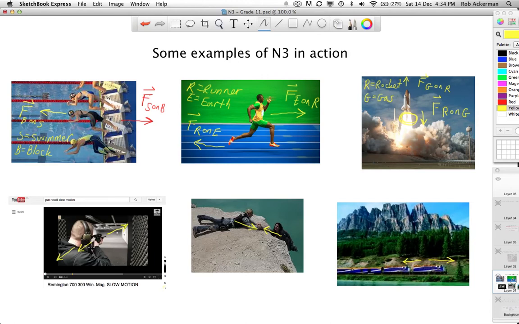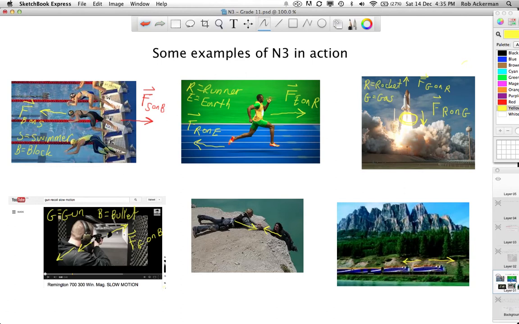Okay, back to the shooter here. Now here we have to define which object we're going to pay attention to. So what I'm going to focus on is the bullet. And just to make it easier to see, let's put a black dot as the bullet here so that we've got something to look at. What is pushing the bullet forward? Well, it's the gun. That's what guns do. They push bullets forward. So we have a force of the gun on the bullet. G equals gun, B equals bullet.